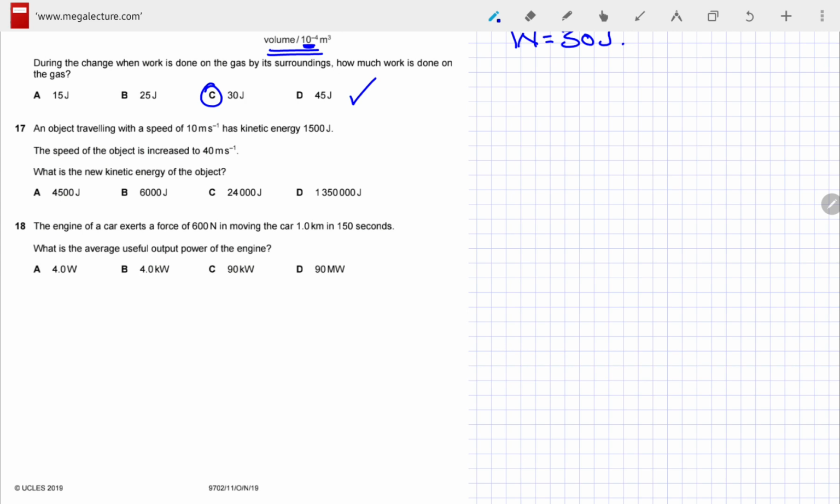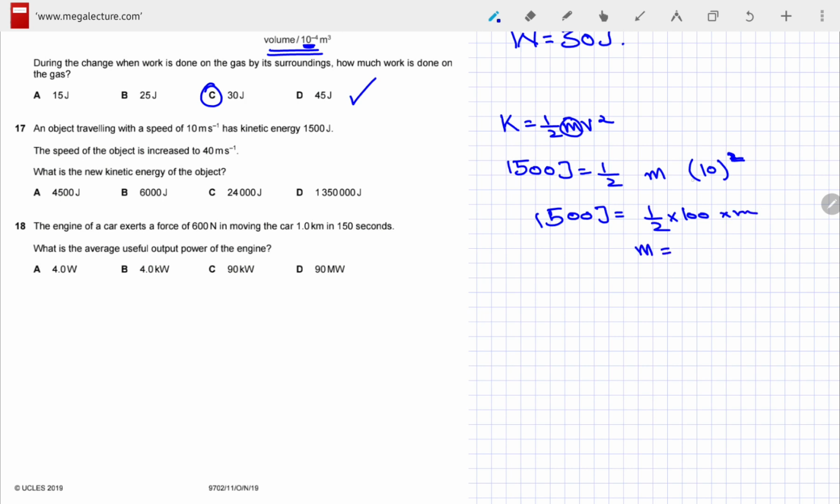Question number 17. An object traveling with the speed of 10 meters per second has the kinetic energy 1500 joules, and the speed of the object is increased to 40 meters per second, and we are asked to compute the new kinetic energy of the object. So we know that the kinetic energy is given as half mv squared, and the only unknown variable is the mass. We have kinetic energy as 1500 joules for the velocity 10 meters per second. So 1500 joules is equal to half into 100 times m, and if you compute for m, it turns out to be 1500 divided by 50, which is 30 kilograms.